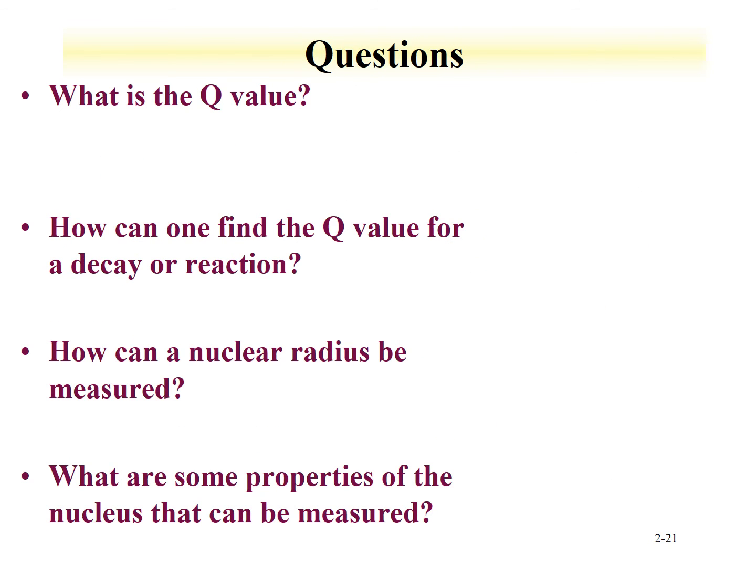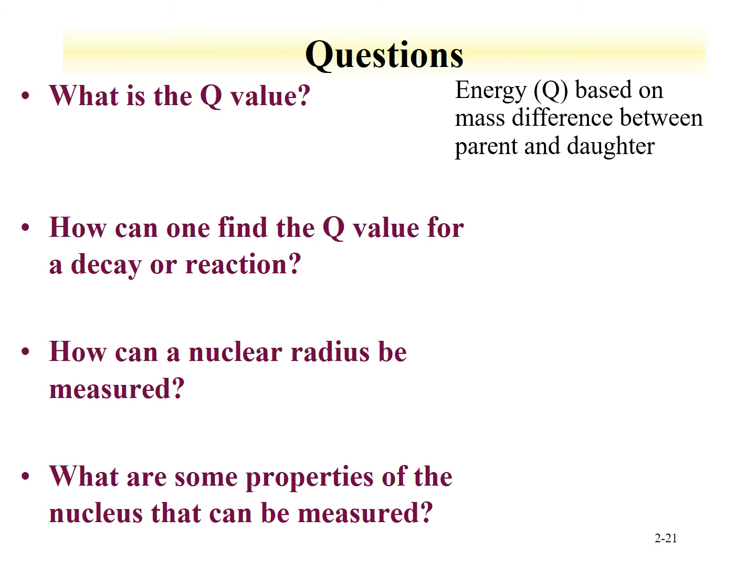What is the Q value? Well, for nuclear reactions, the Q is just the energy of the reaction. So you can say it's the mass difference between the parent and the daughter. And that mass difference, if you measure it in atomic mass units, you can convert it to MeV by multiplying the atomic mass unit by 931.5 MeV per AMU. But this really comes from E equals mc squared.